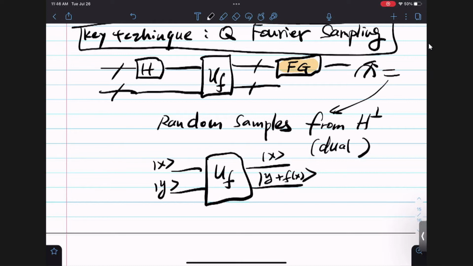Okay, so as I was saying, the output measurement outcome here will be random samples from the dual group. And with enough random samples, we can reconstruct H perp, and from there, recover the original subgroup, the hidden subgroup H.